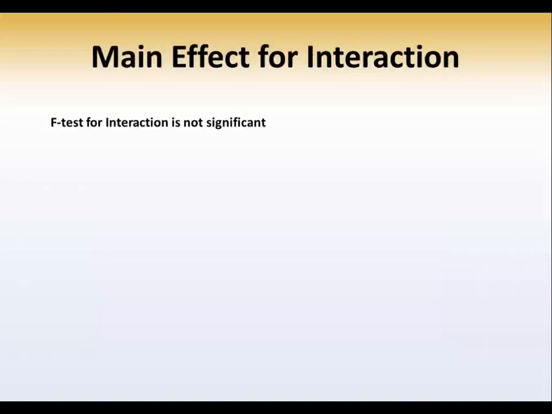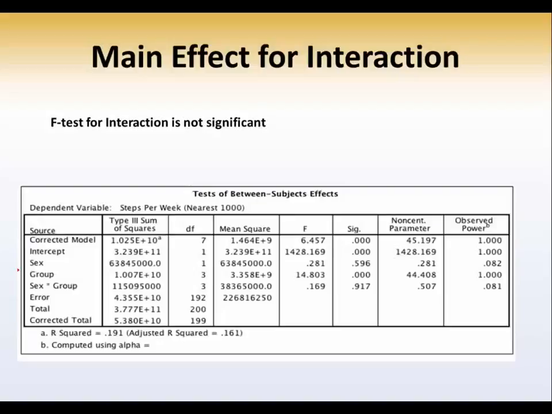The third F-test is for the interaction. Is the effect of the grouping variable constant across the 2 sexes? Again, now we'll look at the line for sex by group. And we see that it is not significant. Oftentimes you don't want to have a significant interaction, because then you can't talk about one level of a factor without talking about the other factors as well.